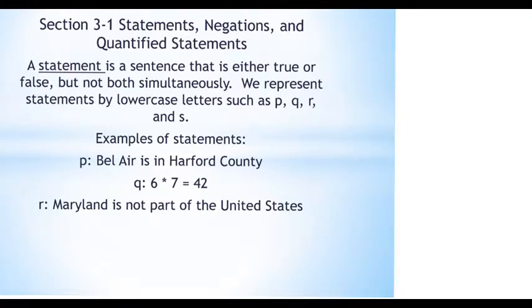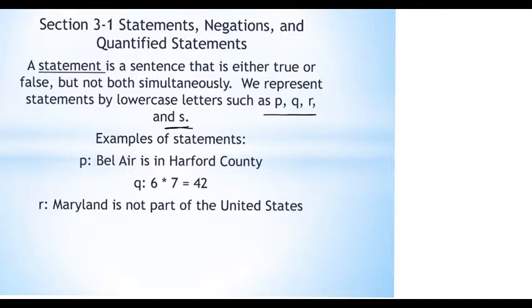So here for section 3.1, we're going to start off with our very basic statements that we'll look at in all of our sections and use for truth tables and lots of other things. A statement is a sentence. It's either true or false. It can't be both simultaneously. And we always represent them with lowercase letters such as P, Q, R, and S. Again, it doesn't have to be true, but it can be true or false. It can't be both at the same time.